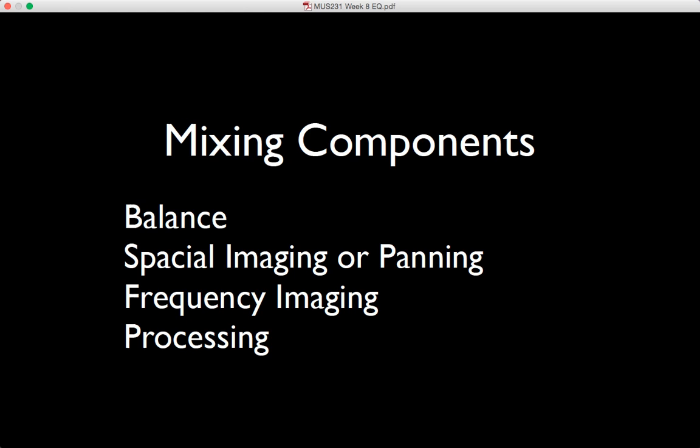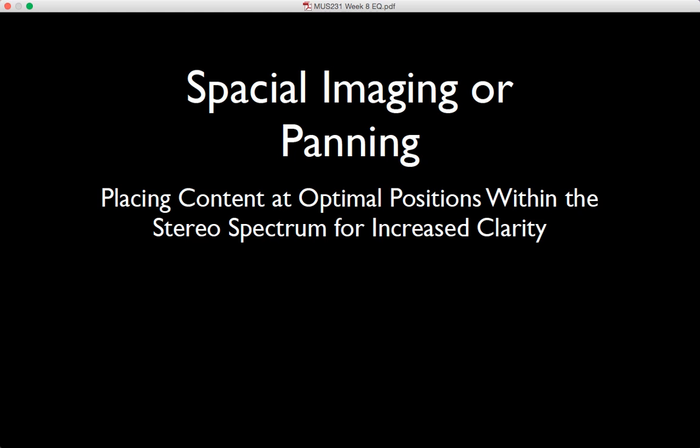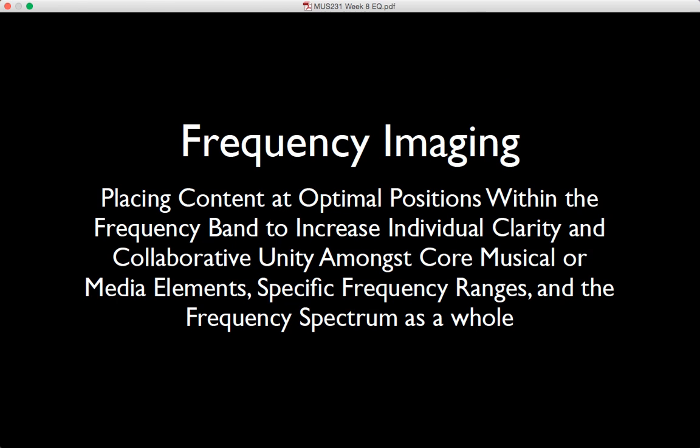Further processing, we'll get into dynamic processing next week, which will be fun if you guys are super excited about compression and limiting. That's the best part. That's the rock and roll of the processing realm. So first we're going to handle EQ. Oh, and I already kind of said this, so I'll skip through this very quickly. Okay, so frequency imaging: placing content at optimal positions within the frequency band.